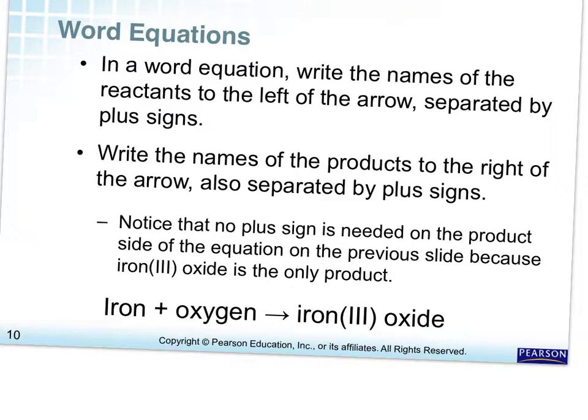As we saw in the previous slide, in a word equation, we write the names of the reactants on the left, and we separate them with a plus sign. Products go on the right, and we also separate them with plus signs. We don't use a plus sign on the product side over here because there is only one product.